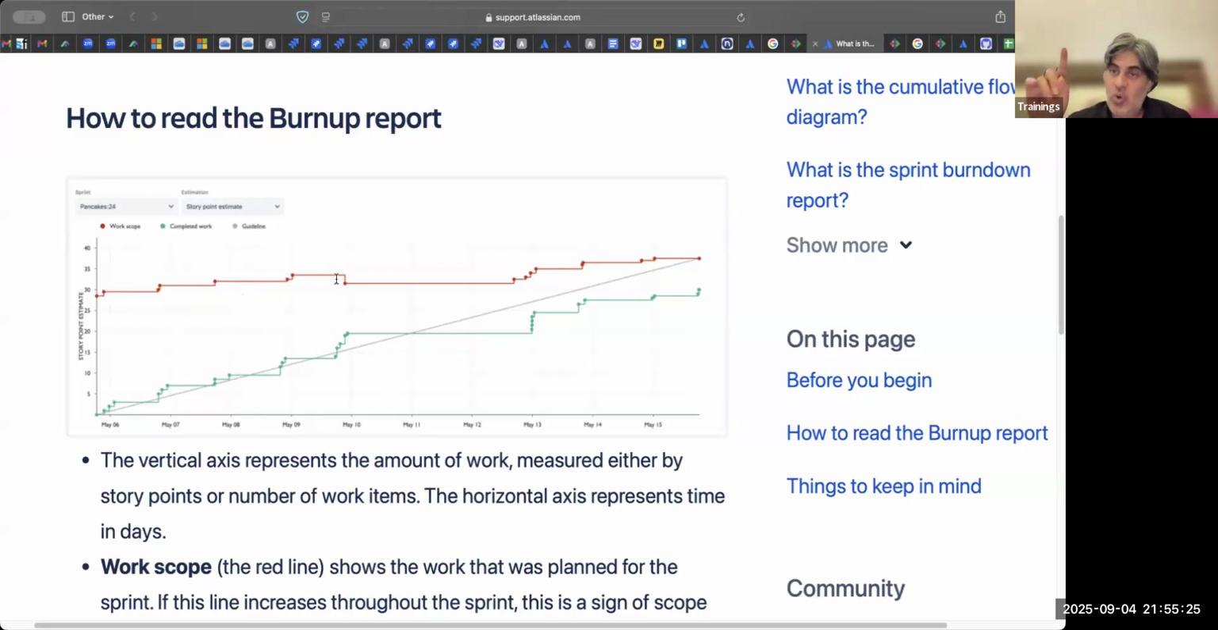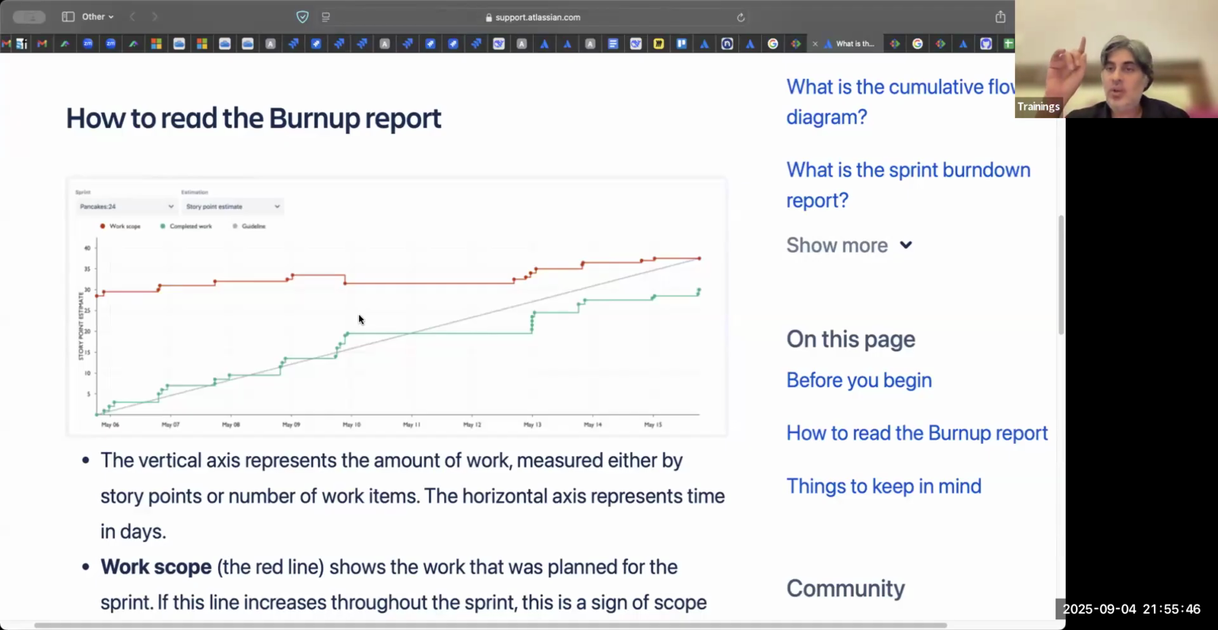So the red line is your scope creep. The green line is your completed work. And the difference between a burn down and a burn up chart is that burn down tells you how much work is remaining. Burn up tells you how much work we are doing on a day-to-day basis, and whether any scope creep is happening or not.